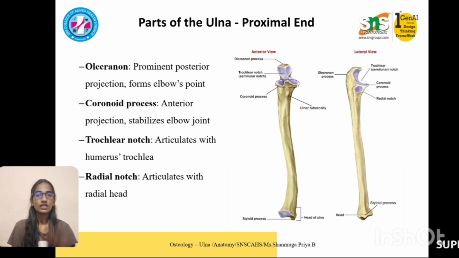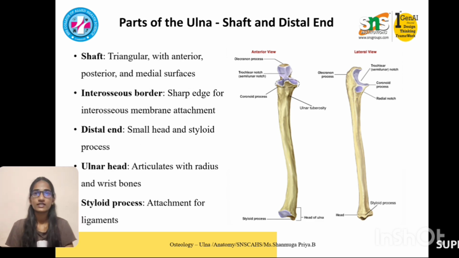And then we also have the radial notch. It connects with the radial head. And this end is all about elbow strength. Then we are dealing with the parts of the ulna in the shaft and distal end. Basically the shaft is triangular with anterior, posterior and medial surfaces. It has a sharp interosseous border for the membrane attaching to the radius. In the distal end, there are the small head and styloid process. The ulnar head articulates with the radius and wrist bones. The styloid process attaches with the ligaments for wrist stability.